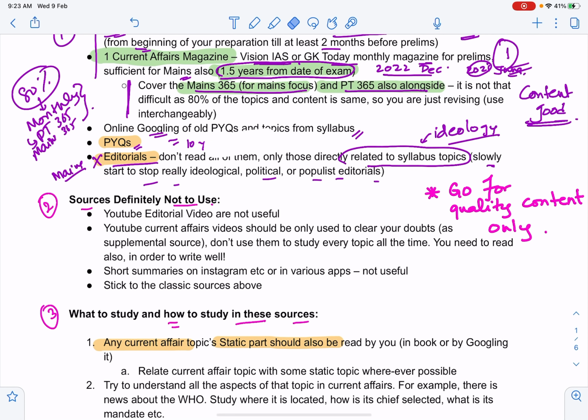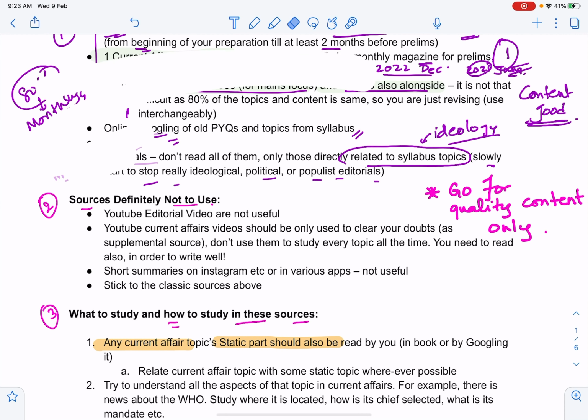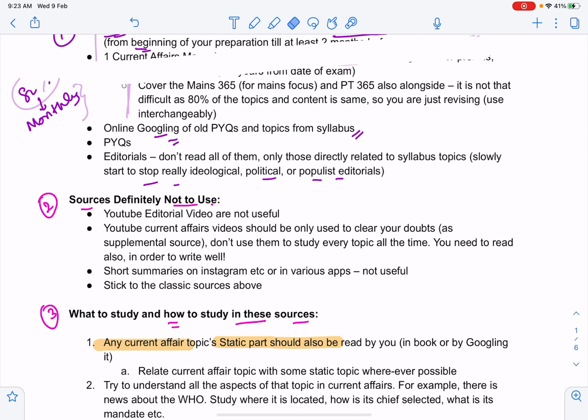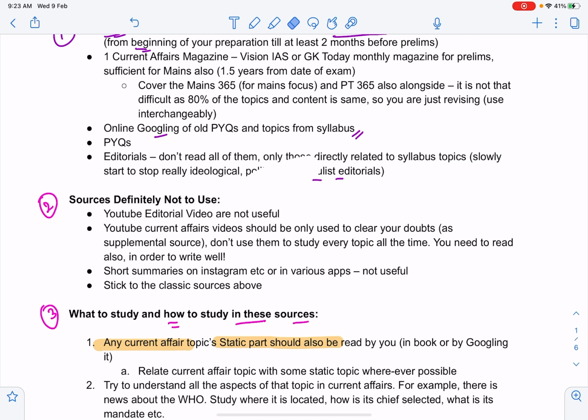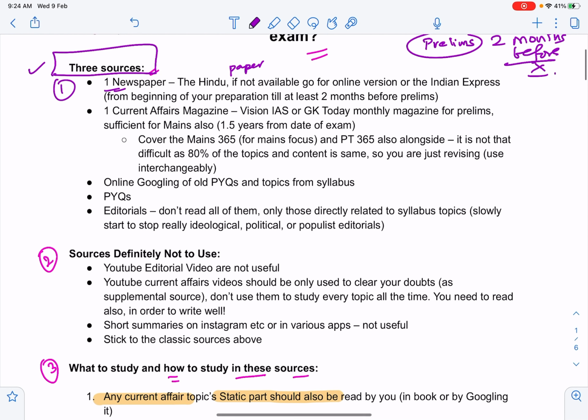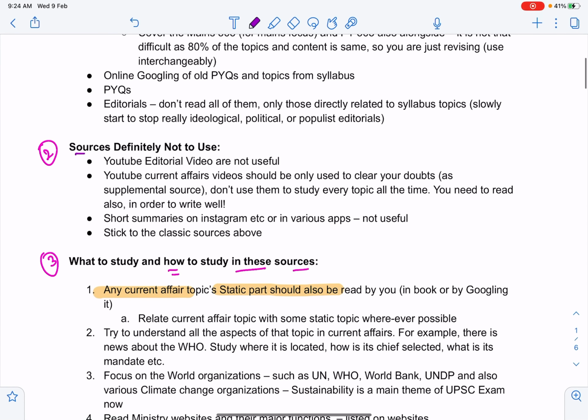Slowly over a period of time, you will learn that through your practice, through your reading, because over time that thing comes naturally with UPSC preparation. I cannot tell it to you in advance that much. This is now the sources. I have told you all the sources that you need to go for. All right, the second thing is going to be sources not to use.